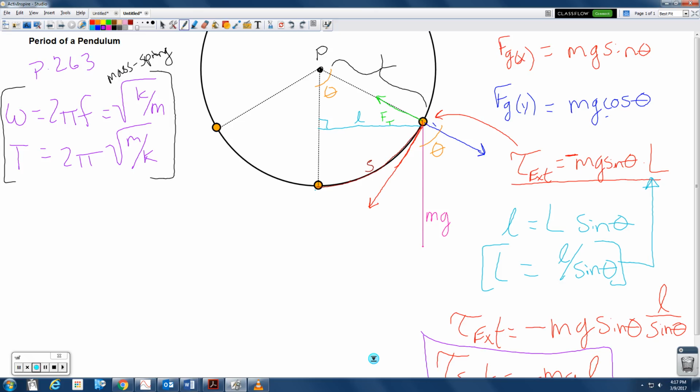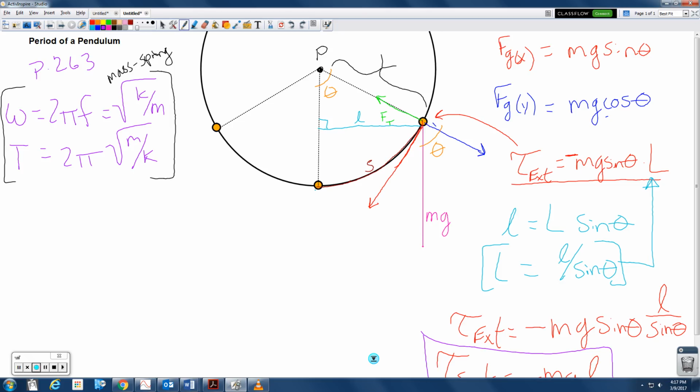The minus sign is included since the torque is restorative. It acts to reduce the angle theta. The angle theta is positive while the torque is negative. And the lever arm, the little l, is the perpendicular distance between the line of action of mg and the pivot P. In figure 10.20, which is their small image at the bottom of the page, l is very nearly equal to the arc length S of the circular path when the angle theta is small, about 10 degrees or less.